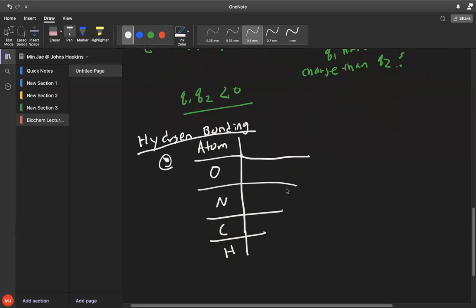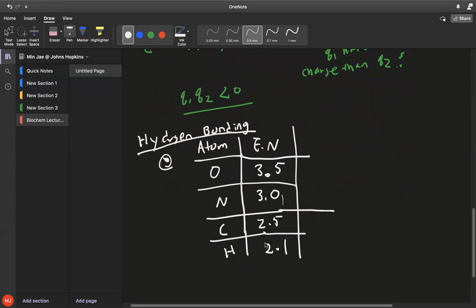So electronegativity for oxygen is pretty high, around 3.5. For nitrogen, also electronegative, about 3.0. But carbon is about 2.1, and the lowest one, hydrogen, is 2.5. I'm sorry, 2.5 for carbon. My apologies, and then 2.1 for hydrogen.